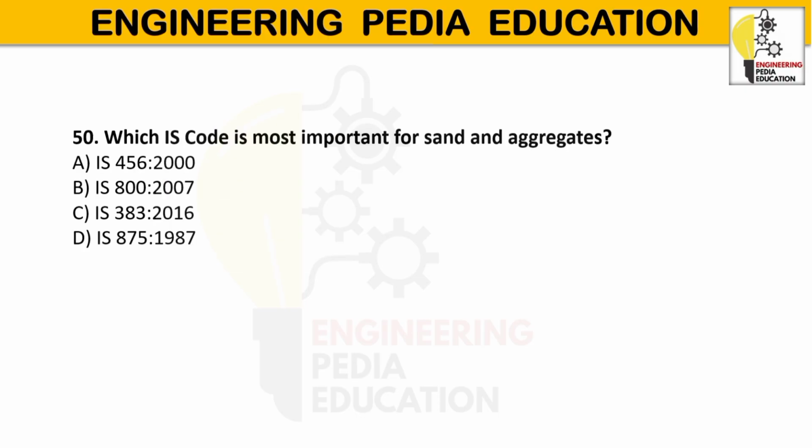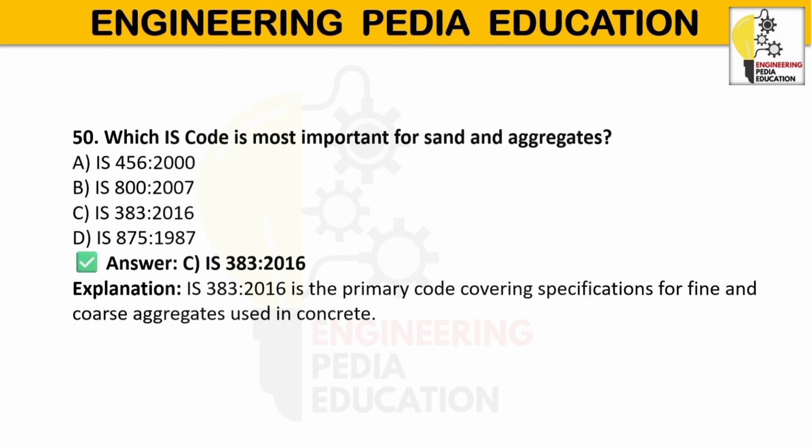Which IS code for sand is most important? IS 456:2000, IS 800:2007, IS 383:2016, IS 875:1987. The correct answer is IS 383:2016, the primary code covering specifications for fine and coarse aggregate used in concrete. And IS 456:2000 is used in RCC work. A mostly asked question is which code is for RCC work, and the correct answer is IS 456:2000.